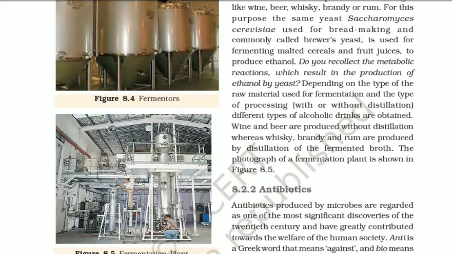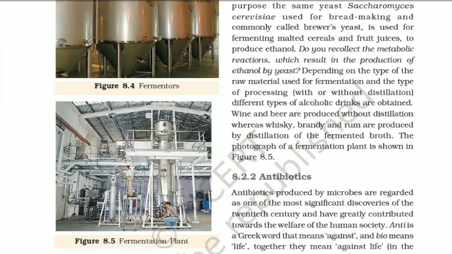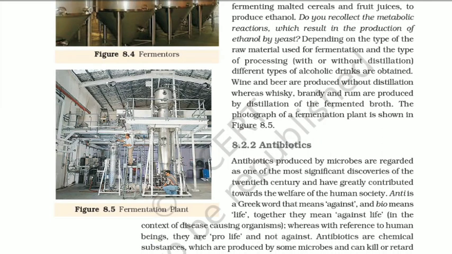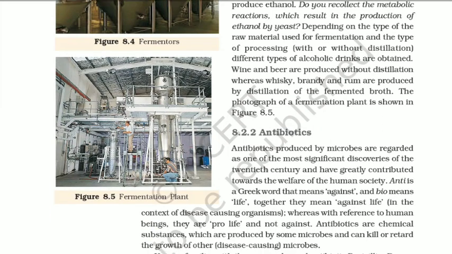Do you recollect the metabolic reaction which results in the production of ethanol by yeast? Depending on the type of the raw material used for fermentation and the type of processing, with or without distillation, different types of alcoholic drinks are obtained. Wine and beer are produced without distillation, whereas whiskey, brandy, and rum are produced by distillation of the fermented broth.